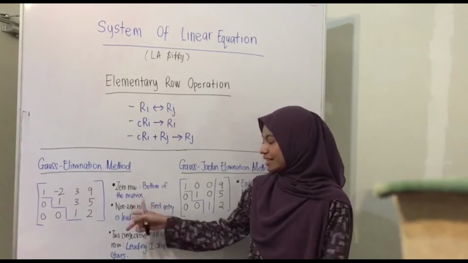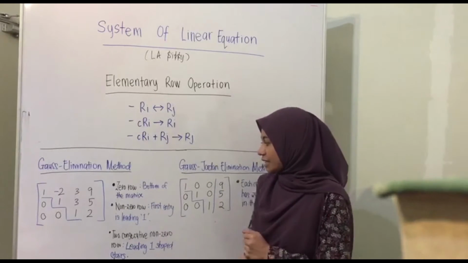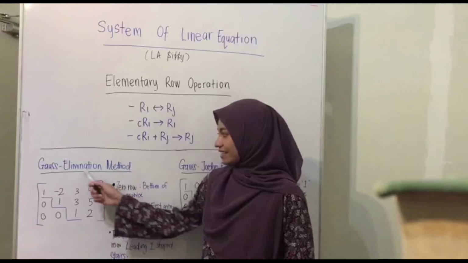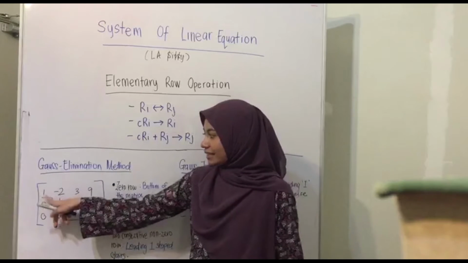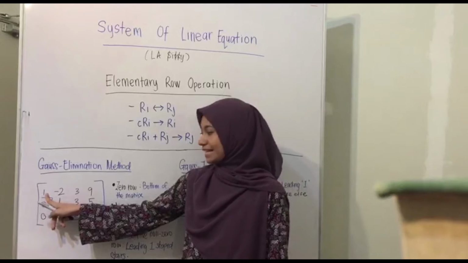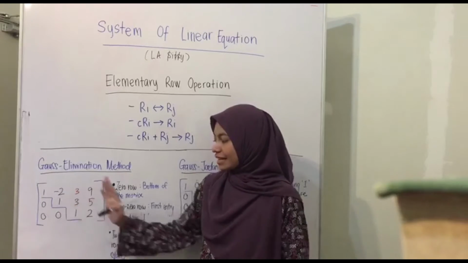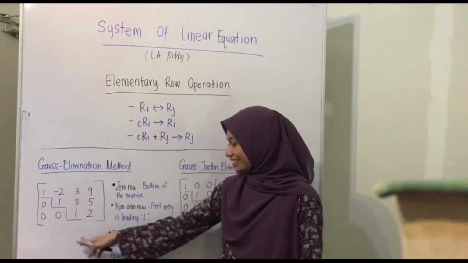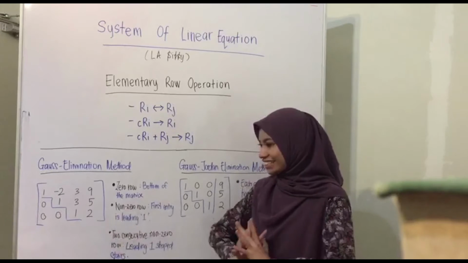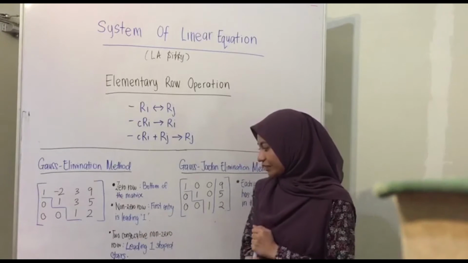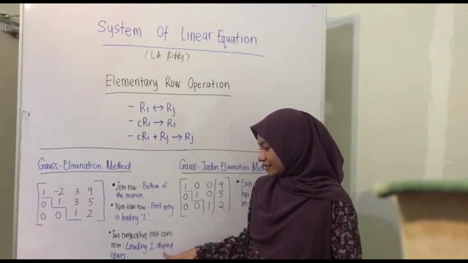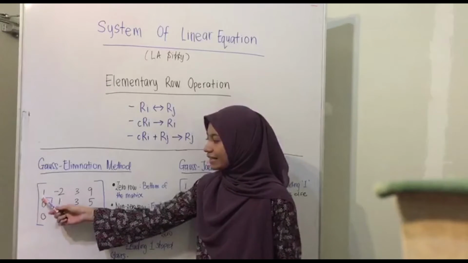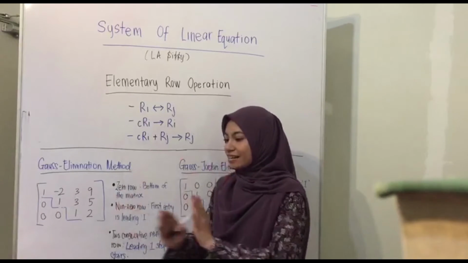The second property is that for a non-zero row, the first entry is the leading one. We can see in the example here that the leading one is at the first place, and in the second row it is shifted to the right, like a staircase. The third property is that two consecutive non-zero rows with leading ones are shaped like stairs like this. You can see that every leading one is moved to the right.